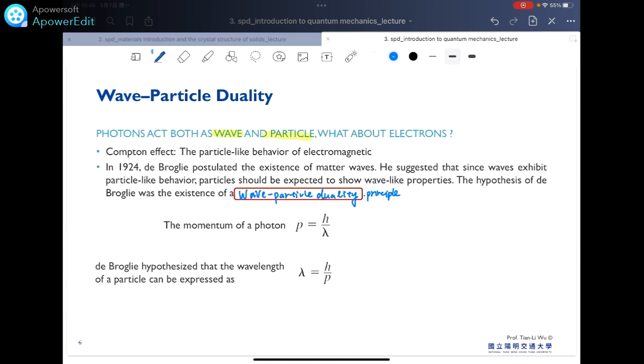So that's why we can start writing down this equation, that the wavelength of a particle can be expressed by this equation.